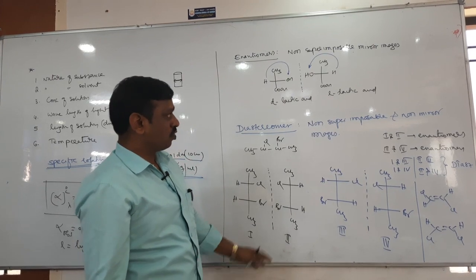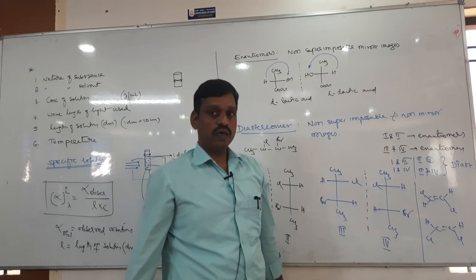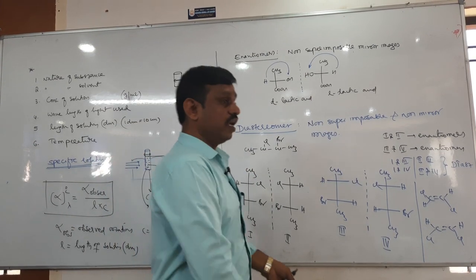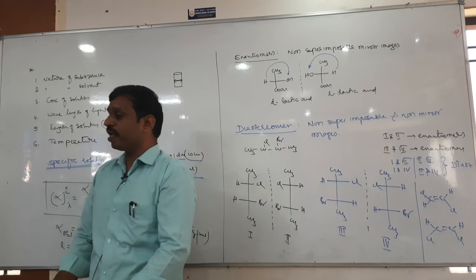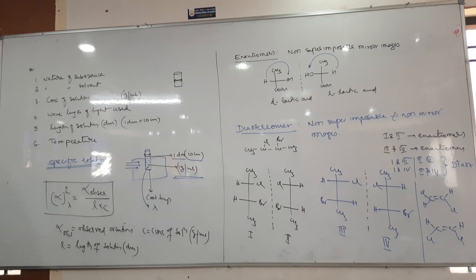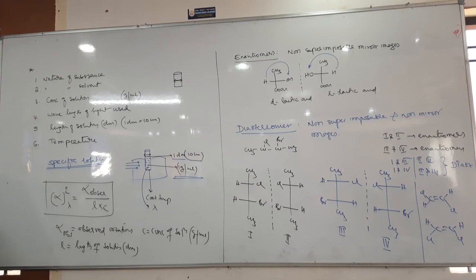Right? So this is how dextro and that is enantiomer and diastereomer. Enantiomers: non-superimposable mirror images are called enantiomers.